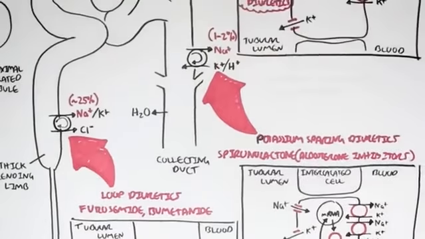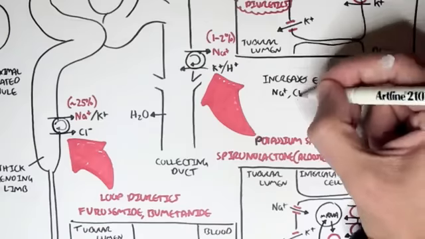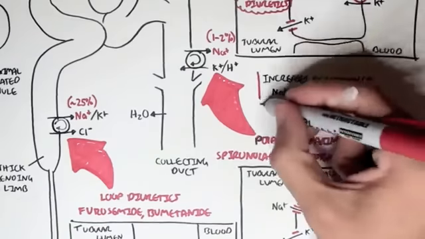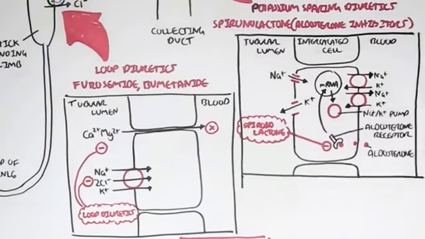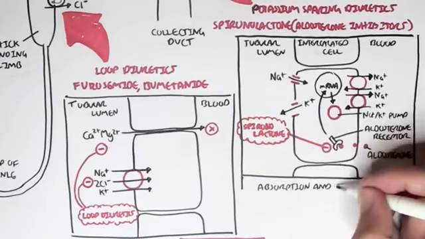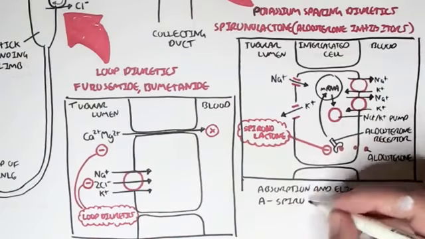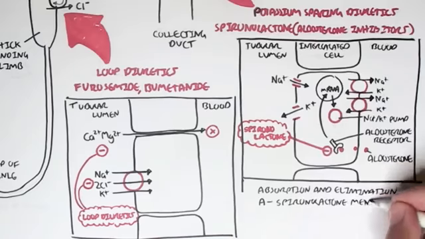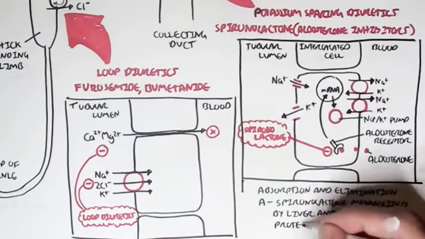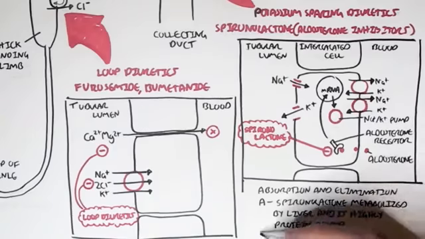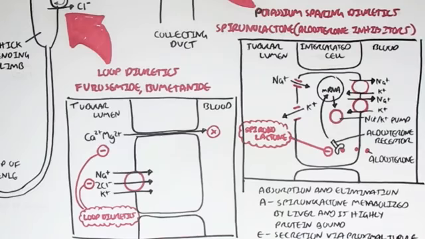So overall, these potassium-sparing diuretics increase the excretion of sodium chloride and water, and therefore decrease blood pressure. The absorption and elimination of potassium-sparing diuretics: the absorption for spironolactone is that they are metabolized by the liver, and they're actually highly protein bound, meaning that they travel within the blood by binding onto a protein, some kind of protein. Elimination is that they are secreted via the proximal convoluted tubules.